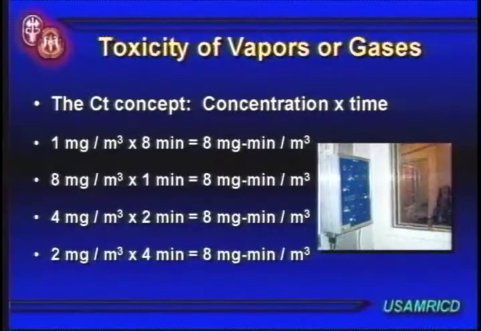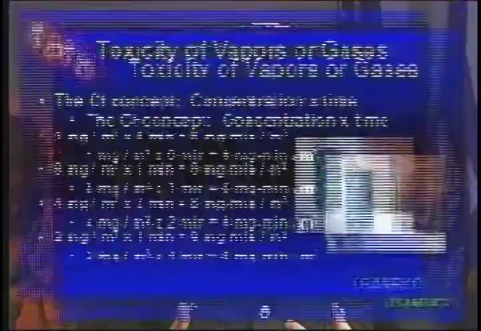Let's see how that works. If I had a box that was 1 meter by 1 meter by 1 meter, and I placed 1 milligram of liquid sarin inside that box, I could wait until the sarin has completely evaporated. At that point, I can no longer weigh the sarin, but it doesn't make a difference because I know how much sarin is in the box, 1 milligram. The concentration of sarin in that box is 1 milligram per cubic meter. Suppose I now place my head inside the box and leave it there for 8 minutes. The exposure time is 8 minutes. The concentration is 1 milligram per cubic meter. The CT product is 8 milligram minutes per cubic meter.